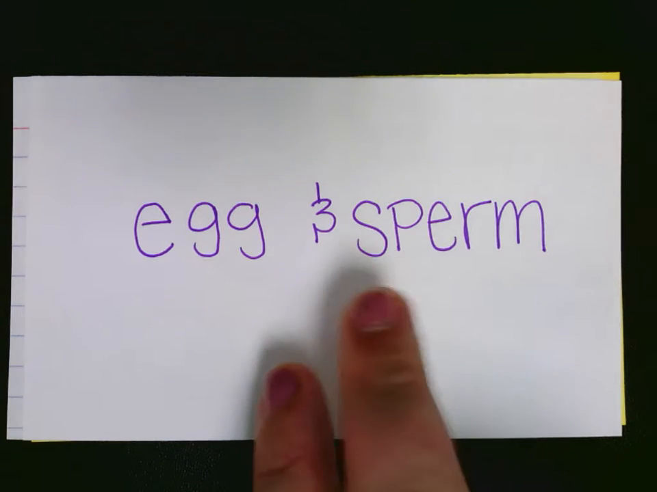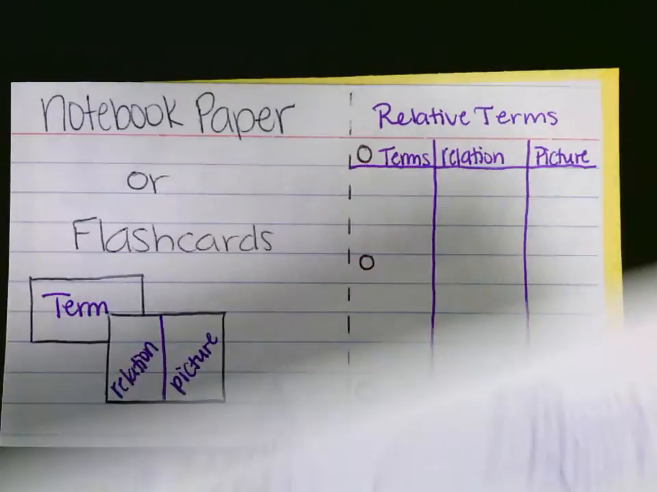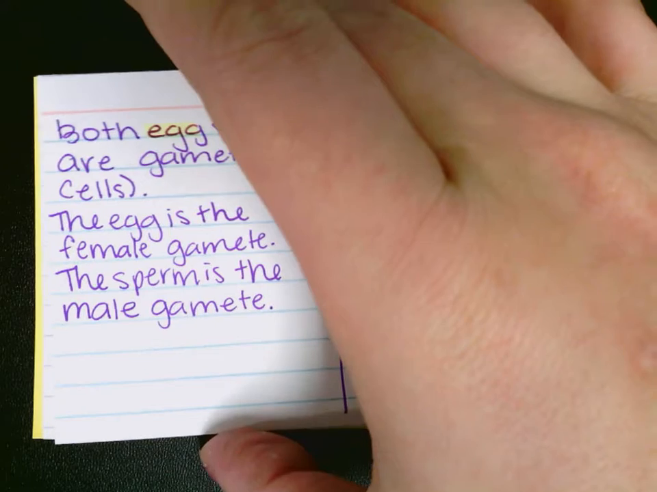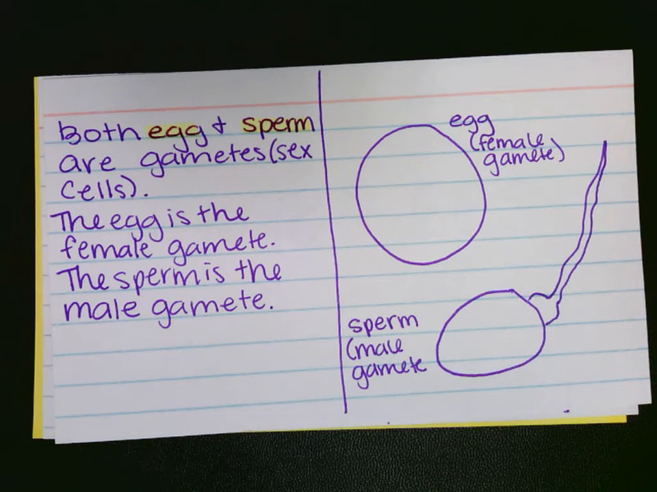Okay, so let's check your answer. We say that both eggs and sperm are gametes, or sex cells. The egg is the female gamete, and the sperm is the male gamete. And we have a picture of the egg and sperm over on the right-hand side.